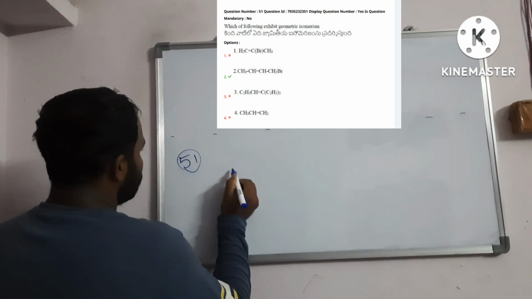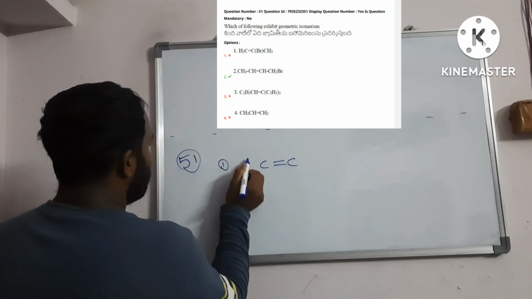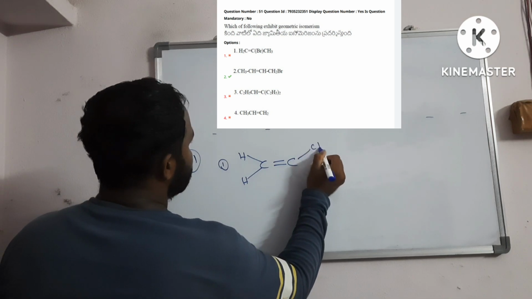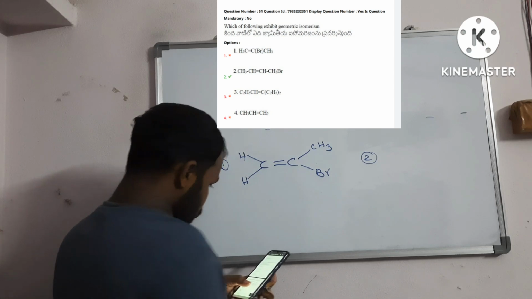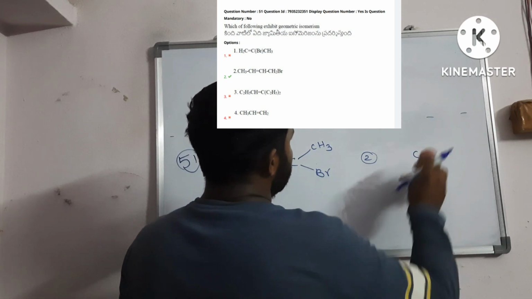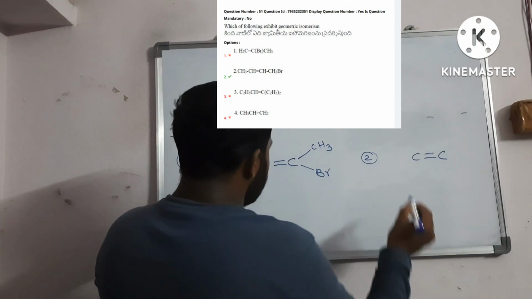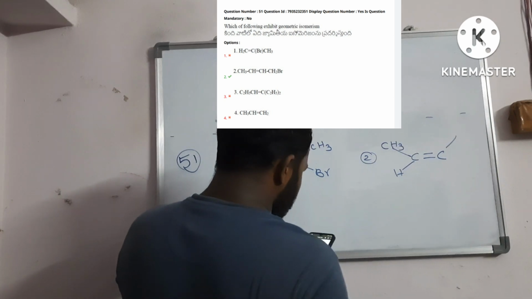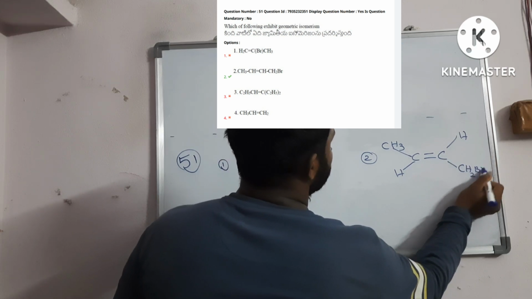So option number 1: C double bond C, given here hydrogen, this is hydrogen, and next one is CH3, the second one is bromine. What is the second option? Here you can write C double bond C, CH3 and H is there. If you consider here hydrogen, they have given it as CH2Br.